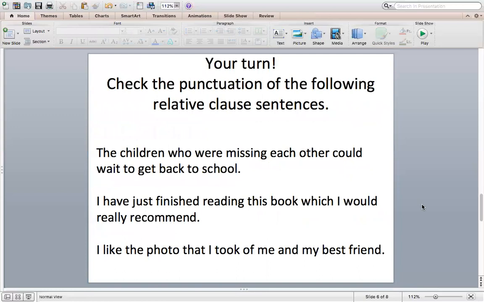Now, I want you to remember what I've told you already and see if you can check the punctuation of the following relative clause sentences. So remember what I told you. Embedded clauses, we need commas either side of the embedded clause. With essential relative clauses, we don't need a comma. With non-essential relative clauses, we do need a comma to separate them. Okay, so have a little look, pause the video, and then we'll go through them together.